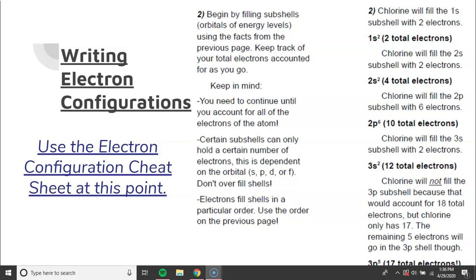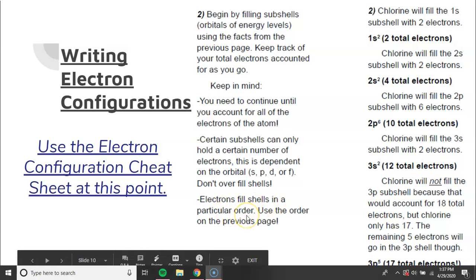But anyways, you can open the electron configuration cheat sheet right here, it's linked, and you'll keep in mind a couple things. As you begin filling subshells, orbitals of energy levels, using the facts from the previous slides, keep track of your total electrons accounted for as you go. You need to continue until you account for all the electrons of the atom, in this case 17. And certain subshells can only hold a certain number of electrons. This is dependent on the orbital, S, P, D, or F. Do not overfill those shells. And then lastly, electrons fill shells in a particular order. Use that order from the previous slide, the Aufbau principle.